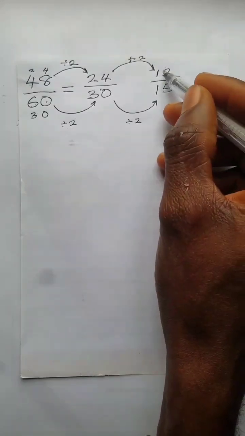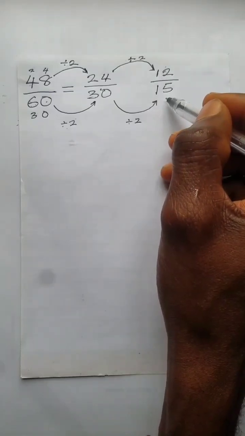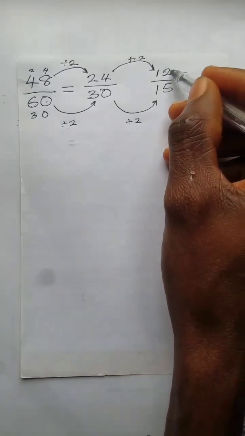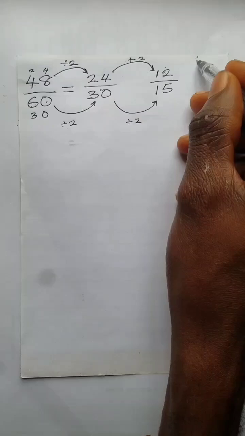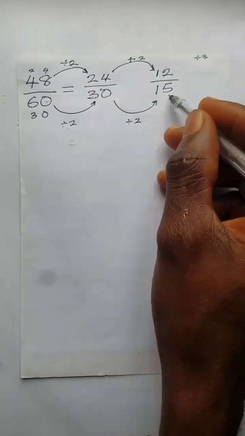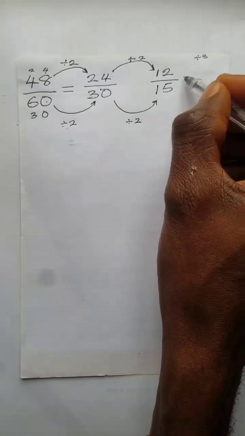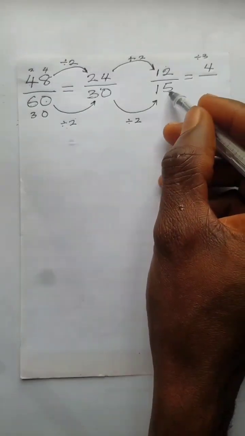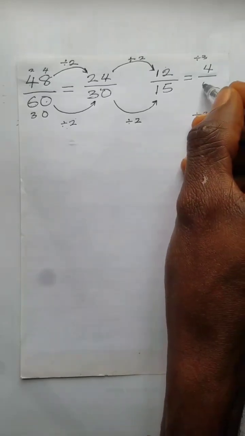Can 2 still divide? 2 can divide 12, yes. But can it divide 15? No. The next prime number is what? 3. Can 3 divide 12? Yes. So we pick 3. And it can also divide 15. That's why we are picking it. So 12 divided by 3 is 4. 15 divided by 3 is 5.